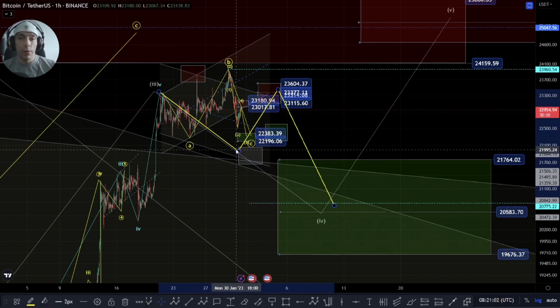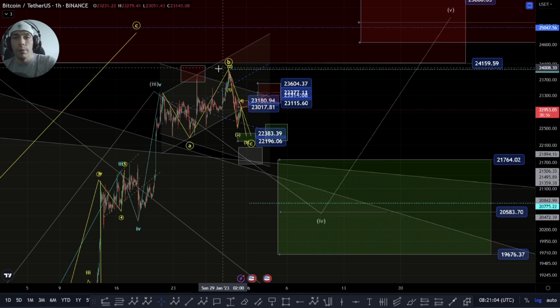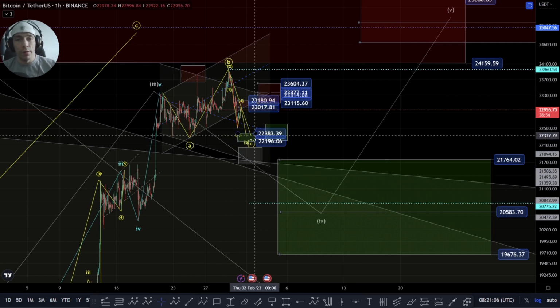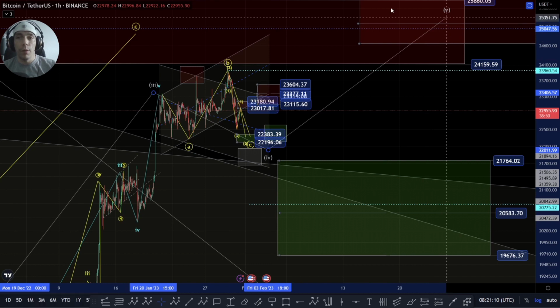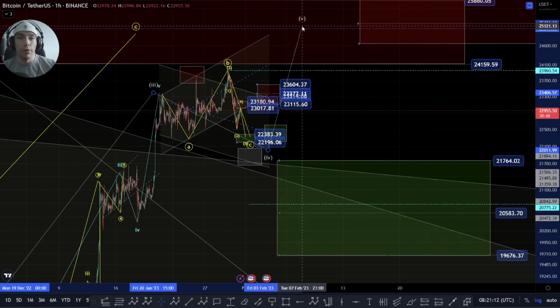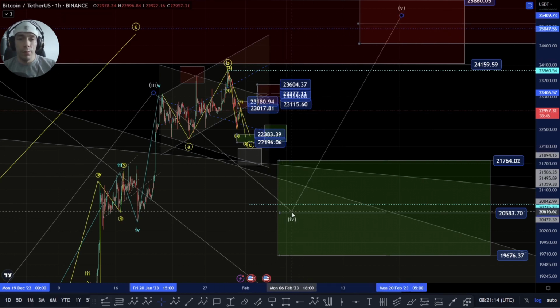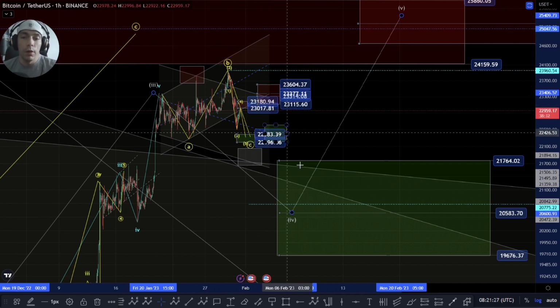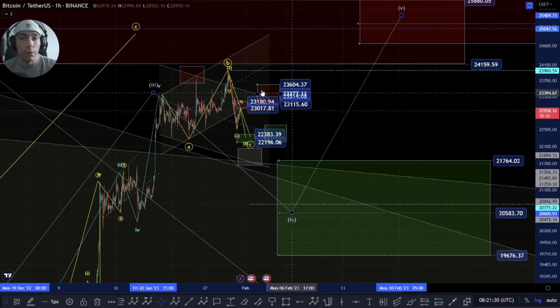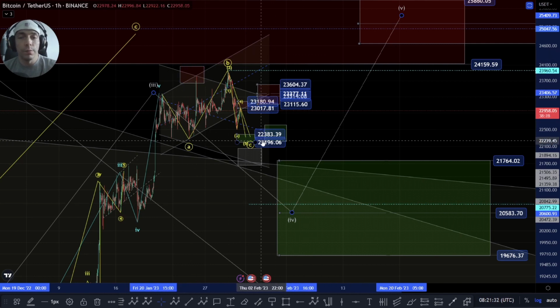from here. If we get a move back above this high point after this C wave, then I would think that we are potentially already within this fifth wave, and we're actually looking to push up higher. Alternatively, if we do not manage to do that and we face rejection again in this 23,604 to this 23,115, effectively we could actually look to break down even further. So we just got to see what happens in this zone.